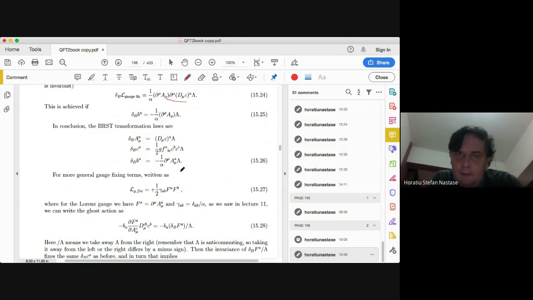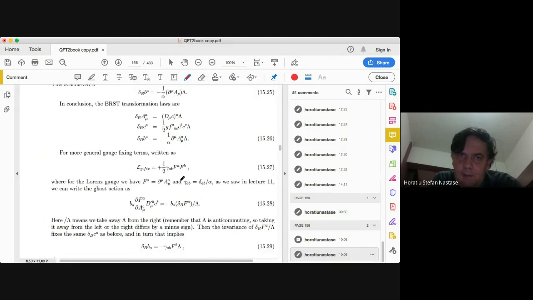I can generalize this a little bit more, since I note that this is the gauge condition. So the generalization of the Lorentz gauge. In the case of Lorentz gauge, I call this FA.